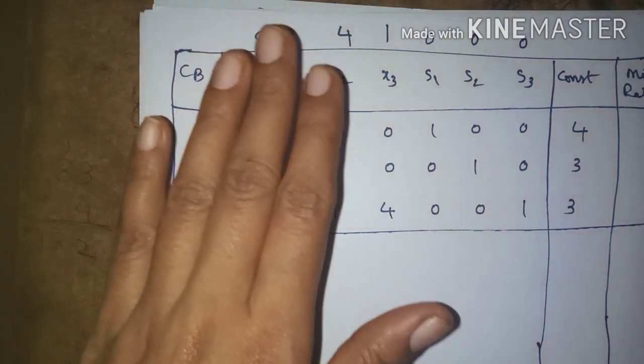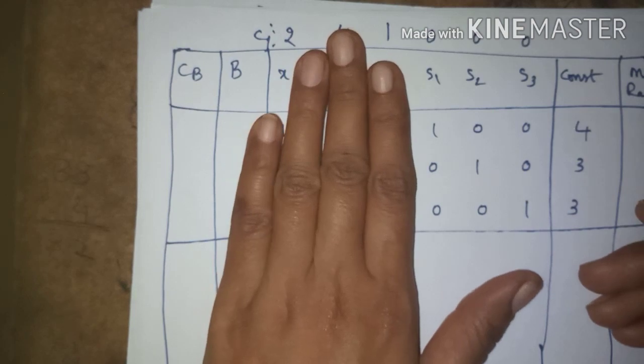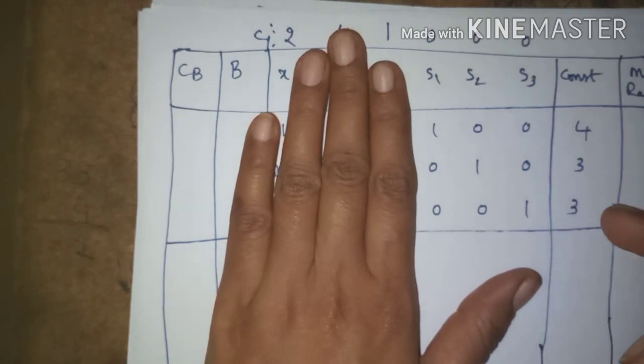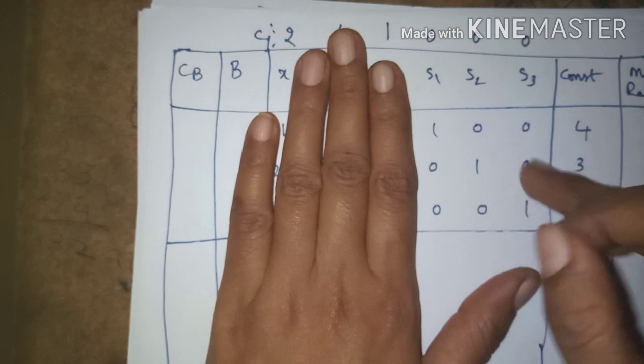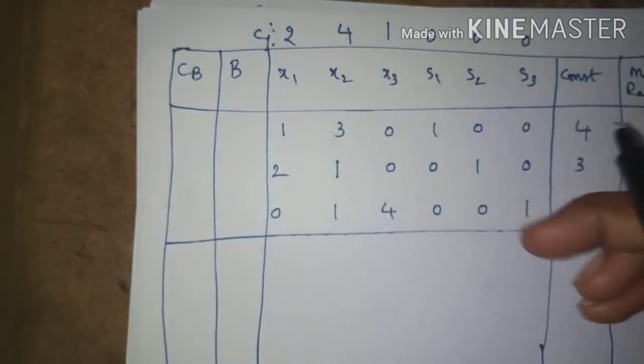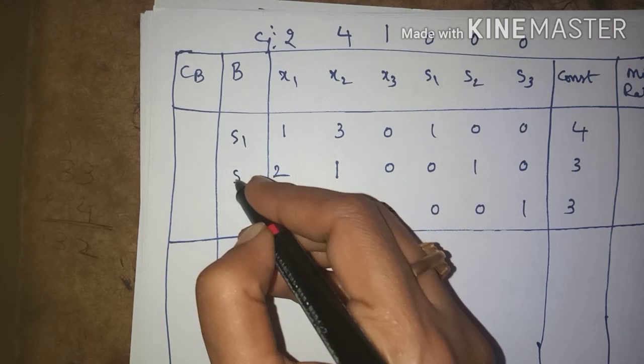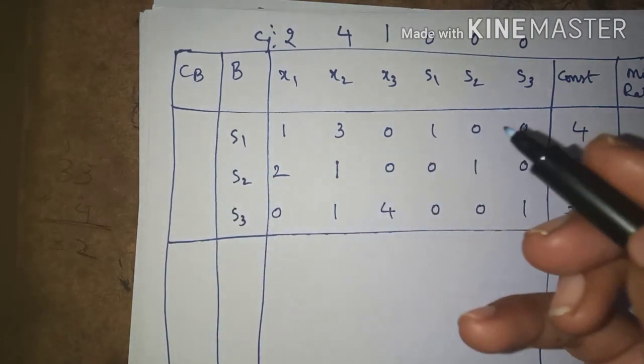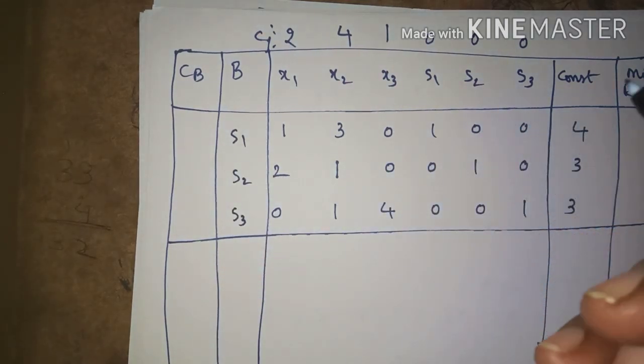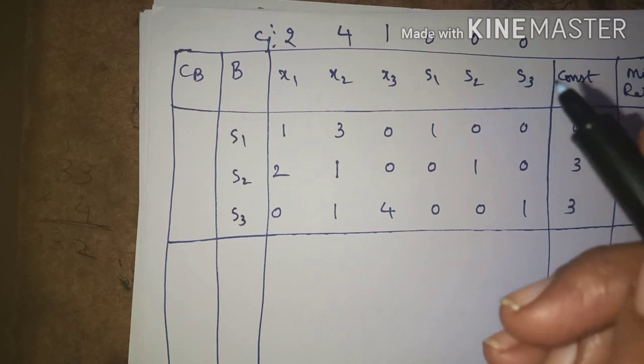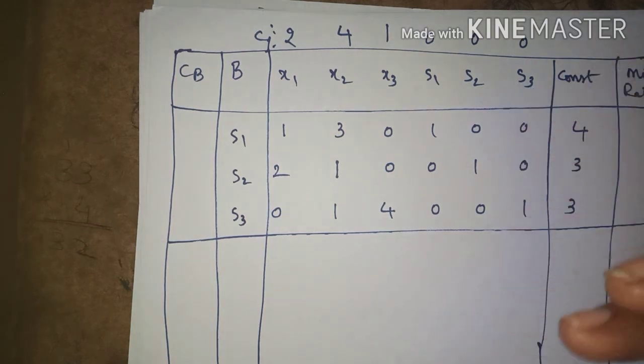Now after writing the body of the simplex table, if you observe, we have got the identity matrix near s1, s2, s3 because we have 3 rows. That's why we have got a 3 by 3 identity matrix: 1 0 0, 0 1 0, 0 0 1. That's why s1, s2, s3 is a basis. Wherever identity matrix we get, those elements are called basic variables or basis.